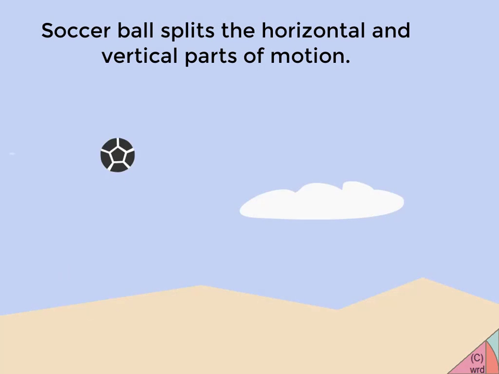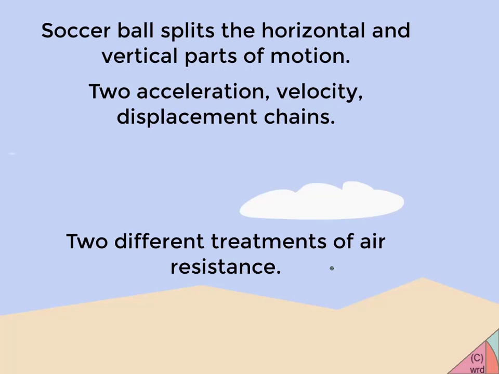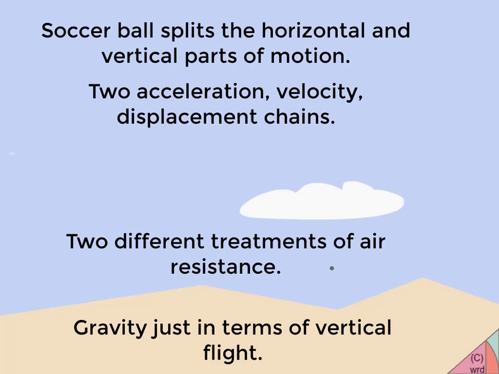The next model is soccer ball, a two-dimensional model of flight. We will treat the vertical and horizontal parts of the flight separately. That means two independent acceleration, velocity and displacement chains. Both dimensions will experience air resistance, but only one dimension, the vertical, will experience gravity. See you soon for soccer ball.